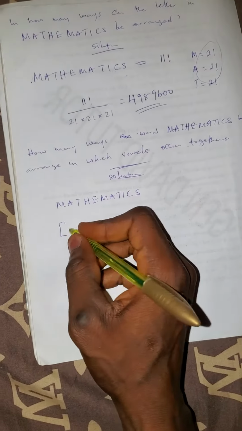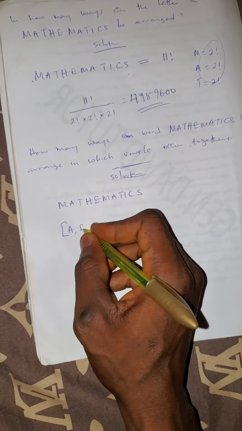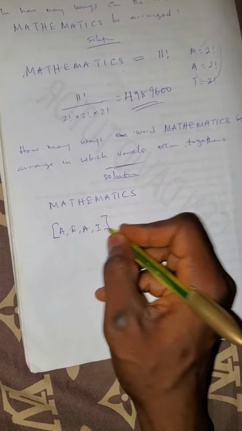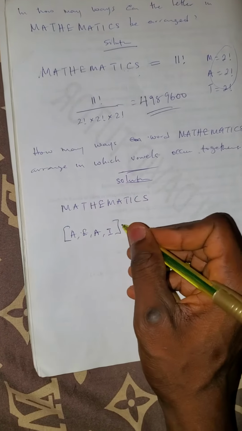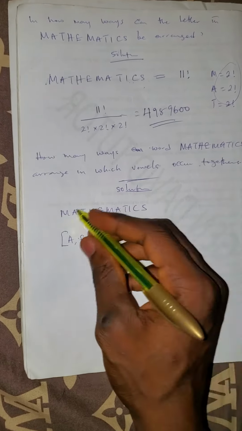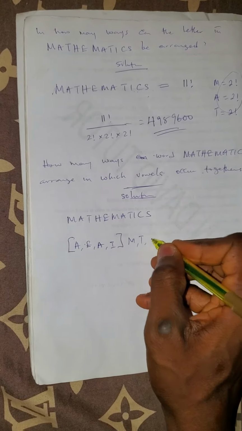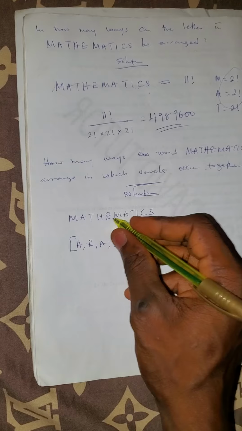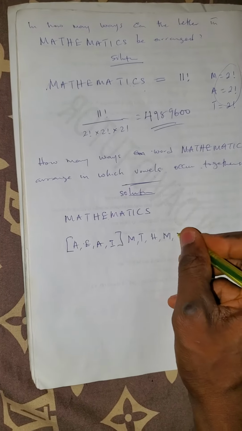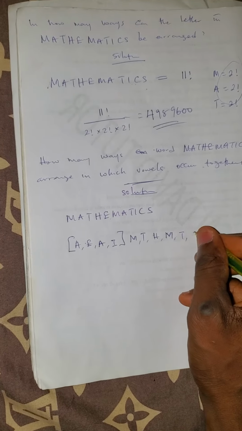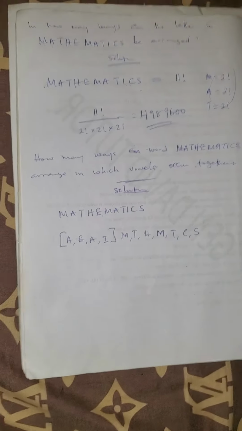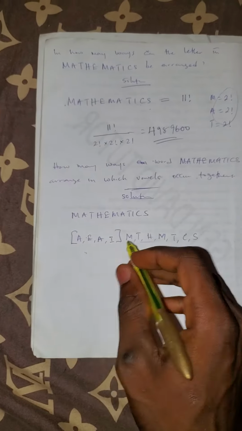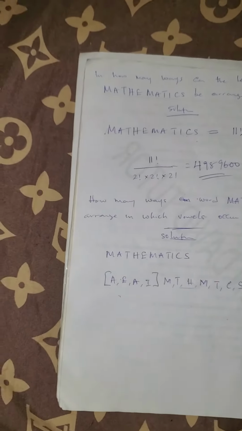You observe that the vowels here, we have A, we have E, we have A, we have I. These are the vowels. And the remaining letters will be M, T, H, we've already written E, we have M again, T, we've written I, we have C, S. Now these are the consonants when we remove the vowels. Now this is how you are going to do it.